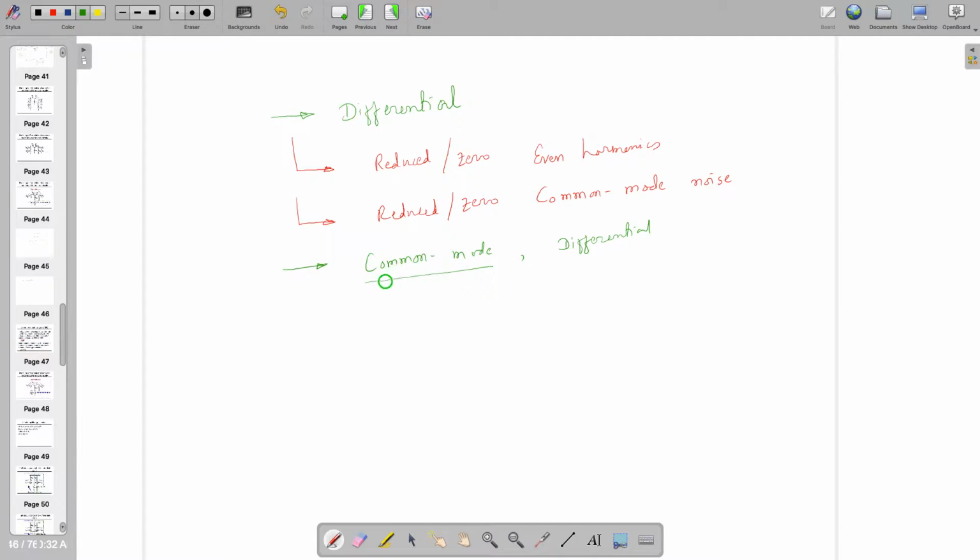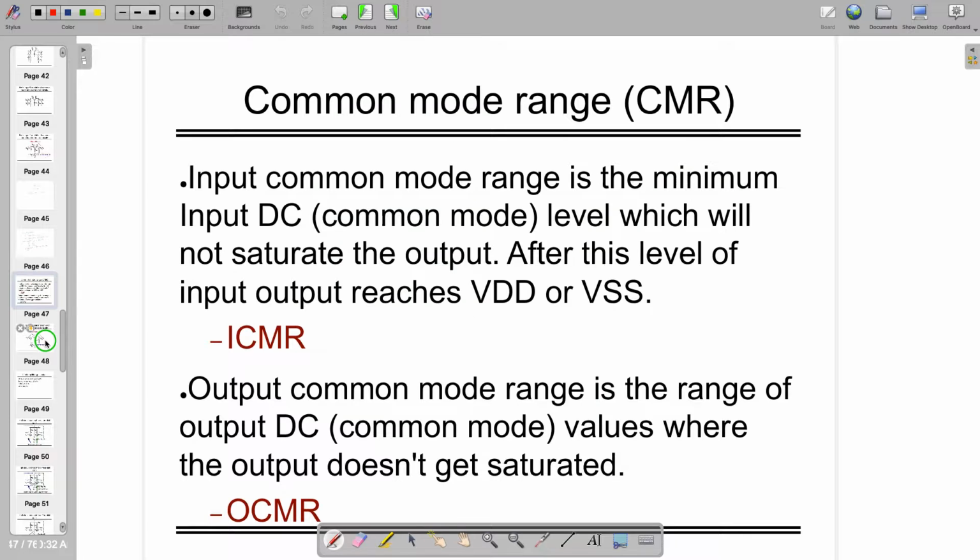In common mode there are two terms, ICMR and OCMR. ICMR is nothing but input common mode range, and this is output common mode range. In general these are also known as CMR, common mode range.